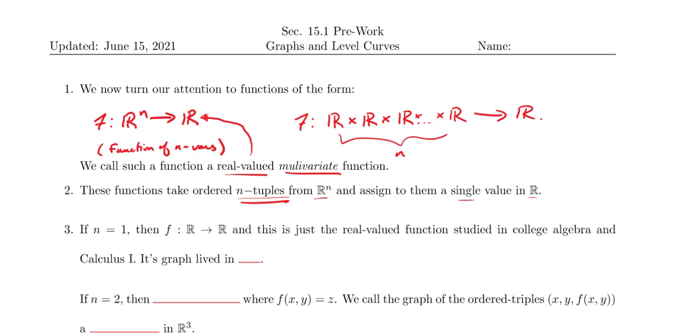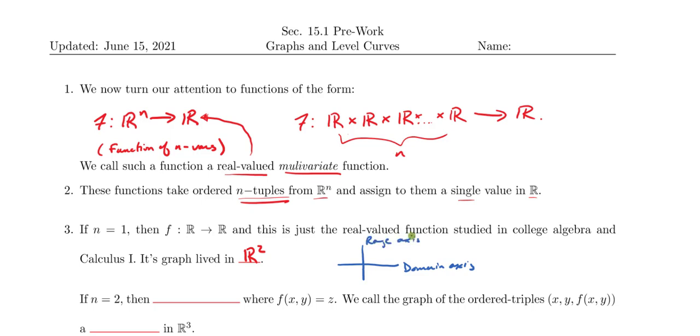Now we've studied these functions before, but we haven't done it with the domain having several variables. It just had one variable. So when n equals 1, the function maps from R to R. This is just the real valued functions that you studied in algebra and calculus 1. And let's just mention where its graph lives. This maps from the real numbers to the real numbers. Its graph lives in R2. And so when we thought of sketching those real valued functions from Calc 1, we called this the domain axis, and we called this the range axis.